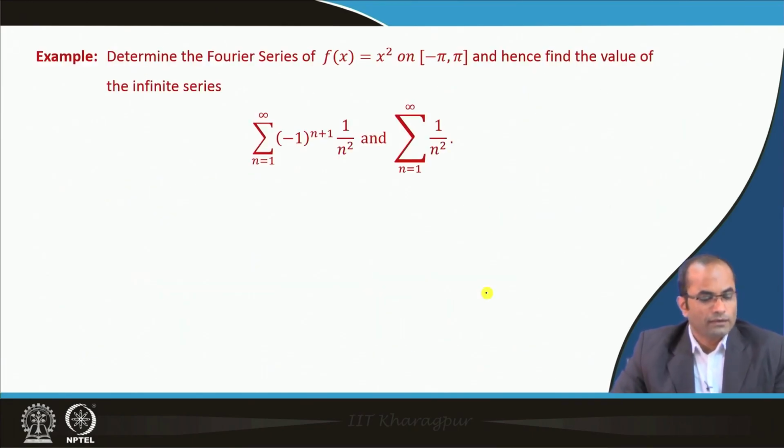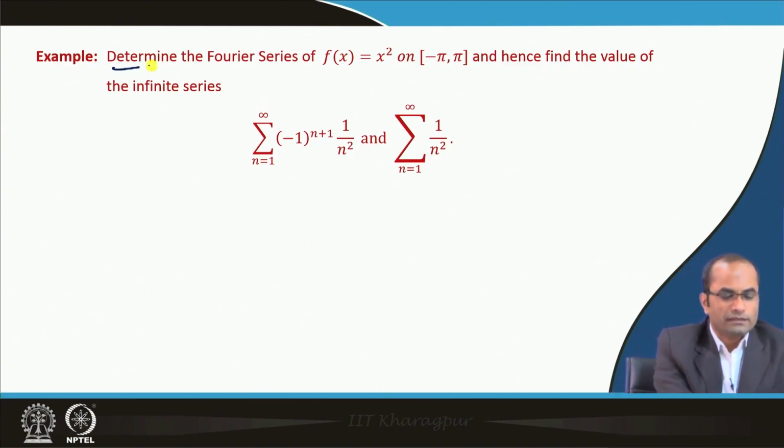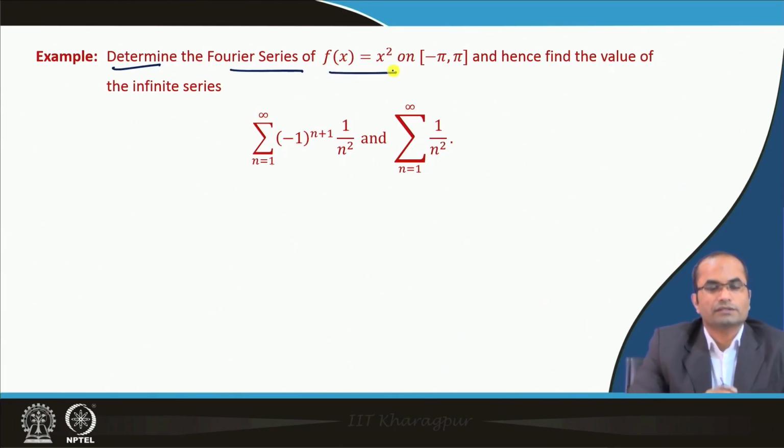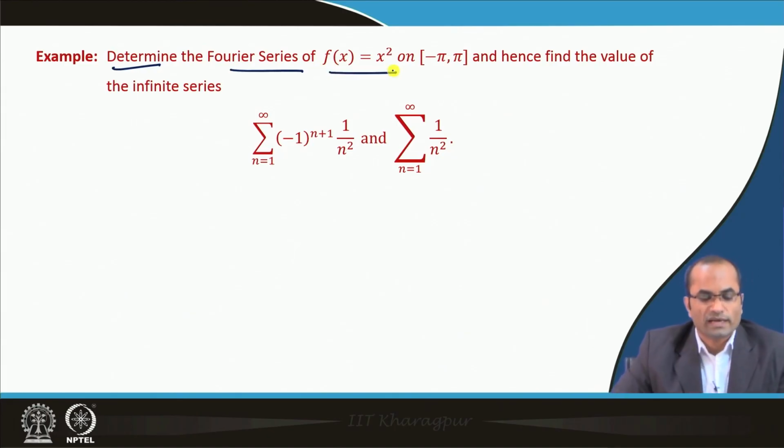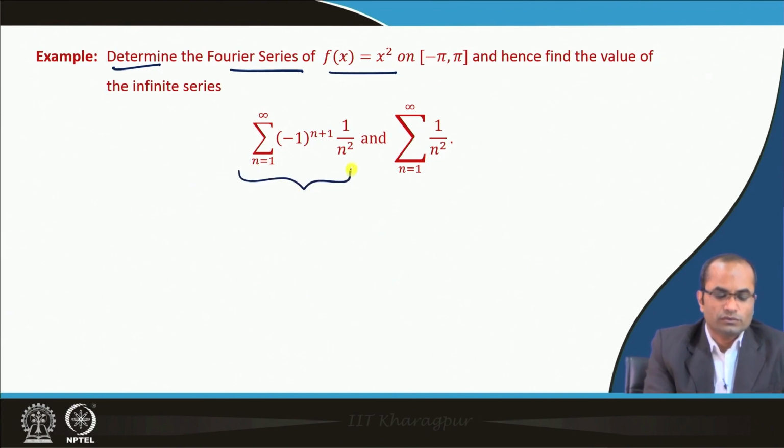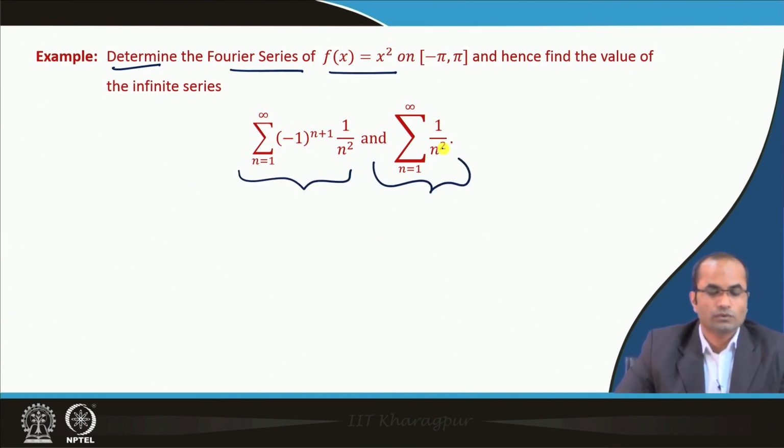Well, and now we will consider another example where we want to determine the Fourier series of the function f(x) = x² in the interval minus pi to pi, and then we can use the convergence result to show the value of these infinite sums.